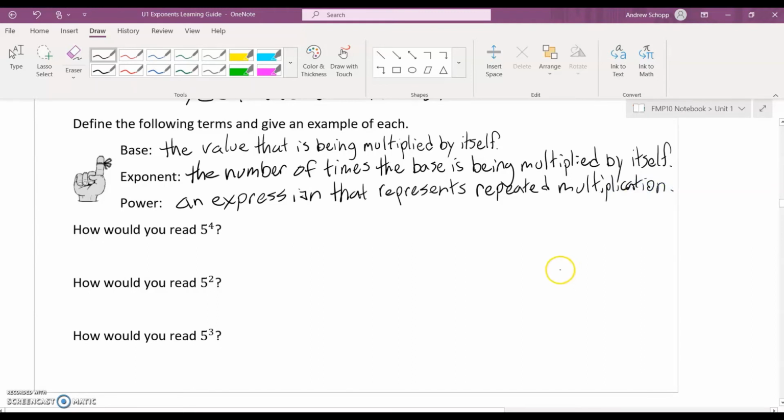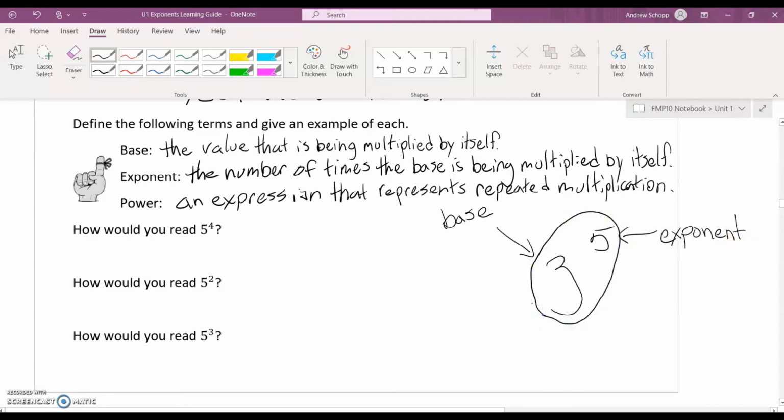So for example, if we had a number like 3 to the power of 5, 3 is the base. 5 is the exponent. And the combination of those two is a power.